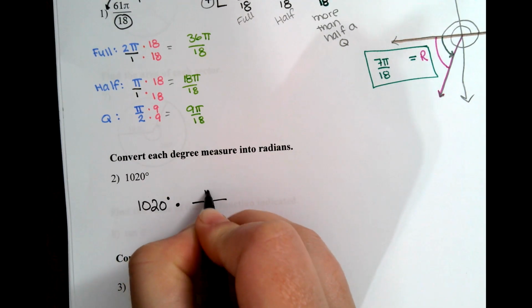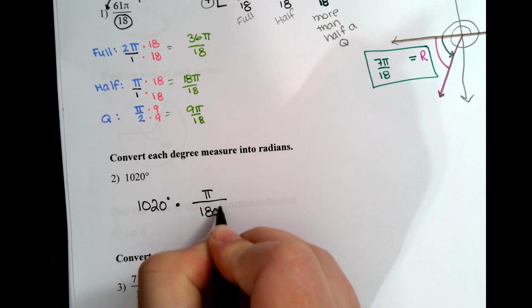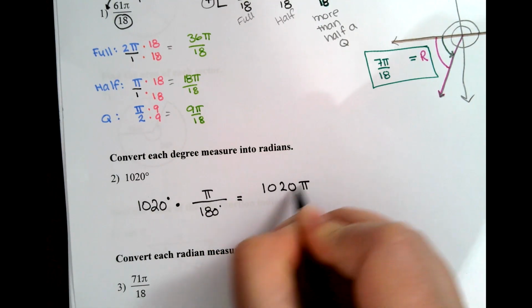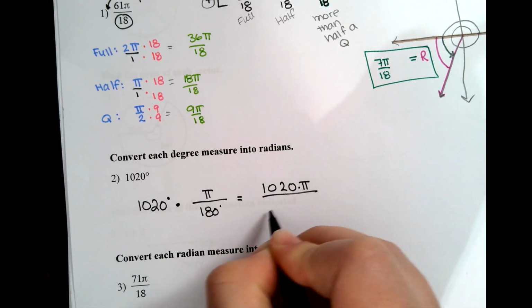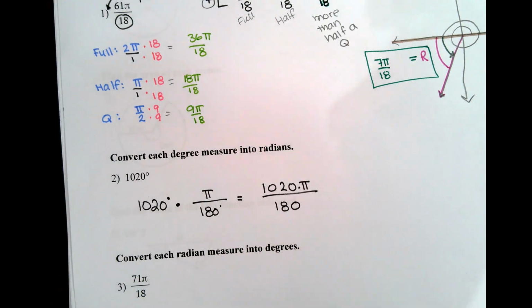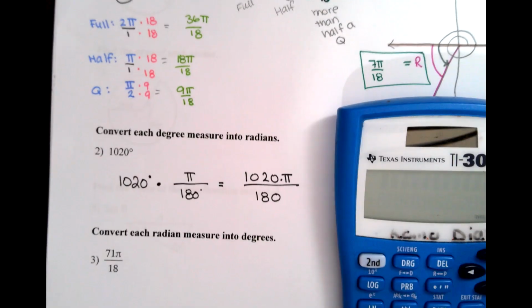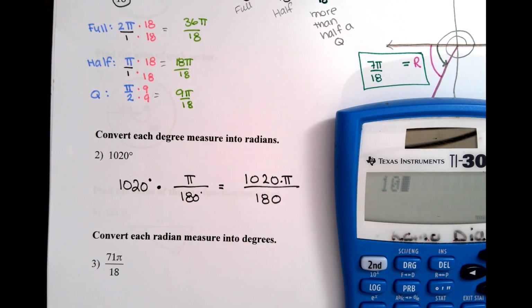Now, if I was to type into the calculator 1020 divided by 180, it's going to give me a decimal. Reminder, decimals are not allowed. So second PRB, this will give me a mixed number. So instead, what I do is I cheat. Okay, I cheat. I go ahead and flip it and make 180 over 1020.